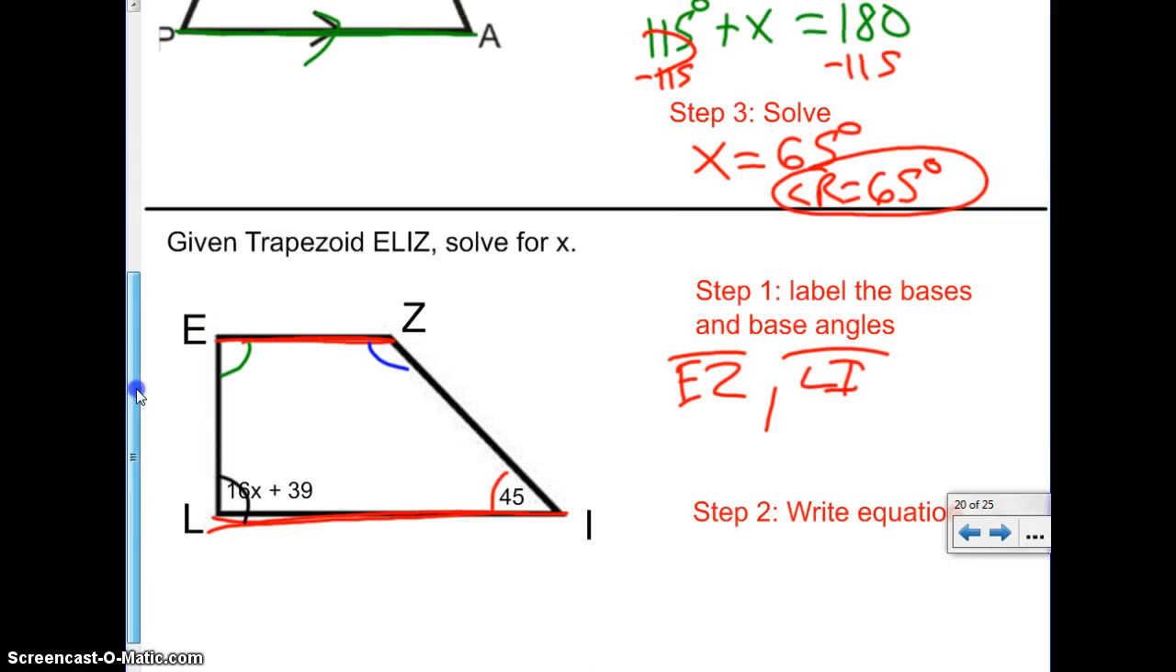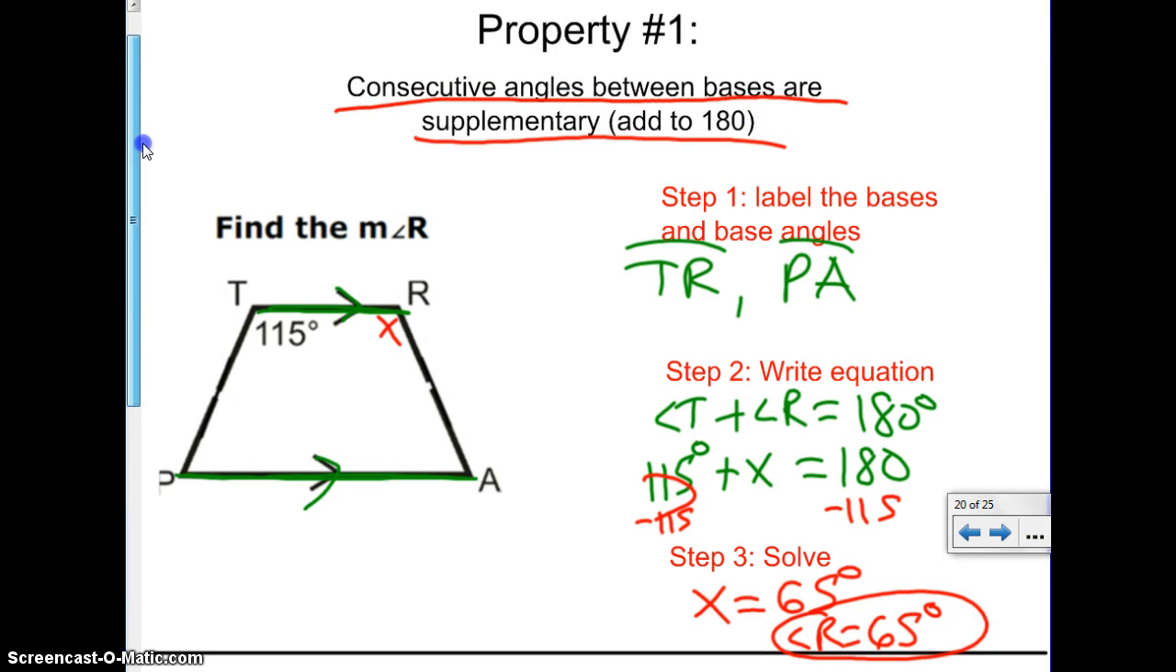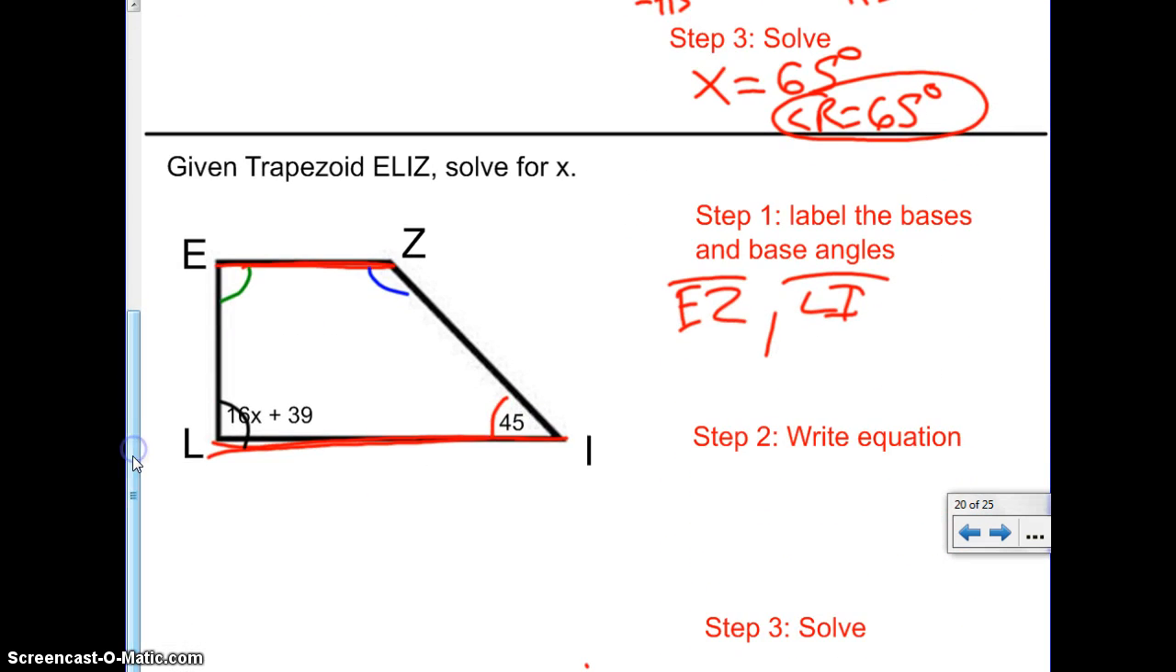Now what the property says is consecutive angles between bases are supplementary. Well, consecutive means next to. Angle L is next to angle I, and they're on a base. So that means for our equation, we can write that angle L plus angle I is equal to 180 degrees. Let's just plug in angle L, which is 16x plus 39, angle I, which is plus 45, to equal 180.